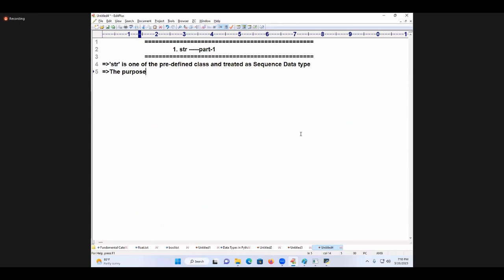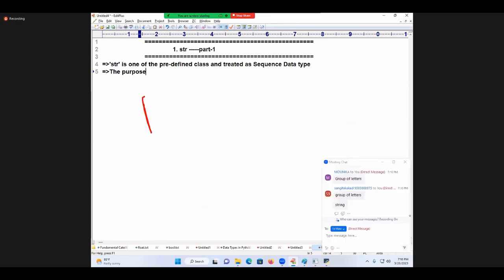Right. In Python, now I am coming to it, students. In Python, there is no data type called char. There is no data type called char.